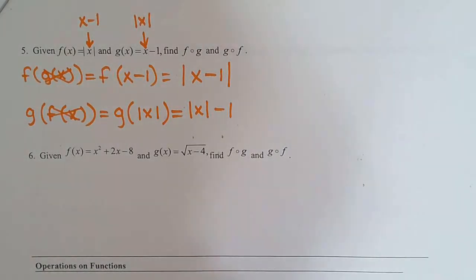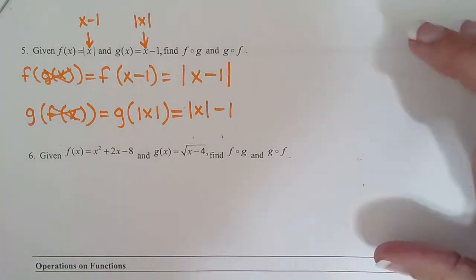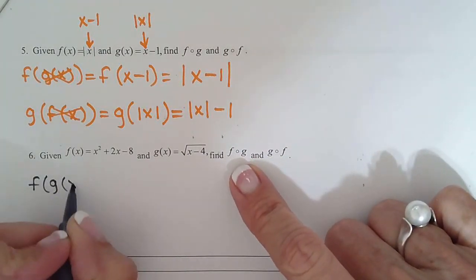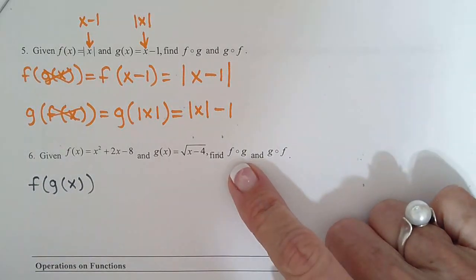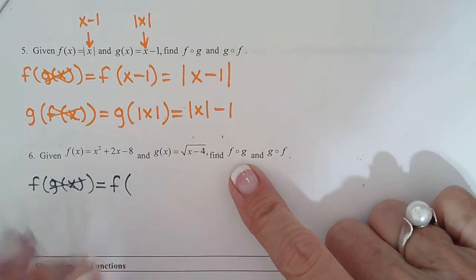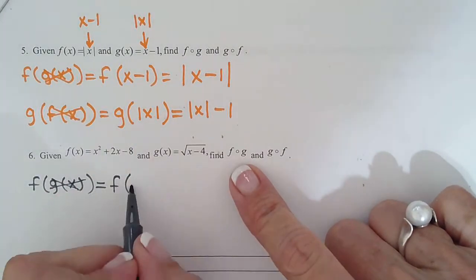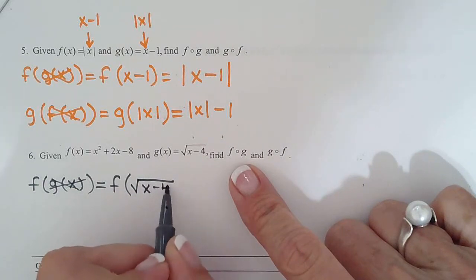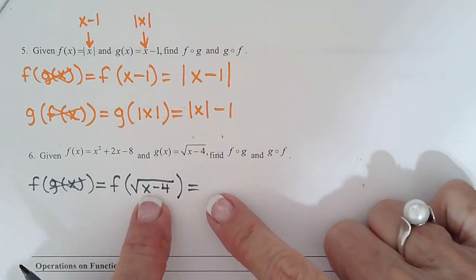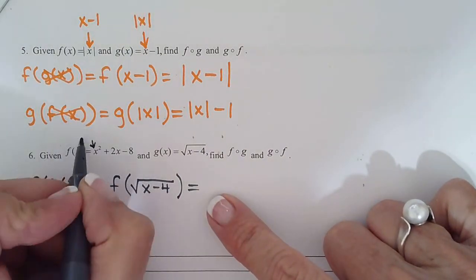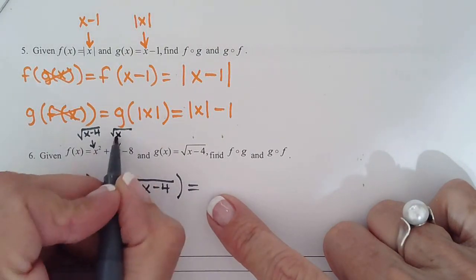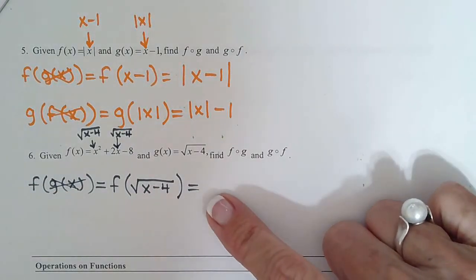Okay, let's do the same thing with 6. So they want f of g of x first. And I'm going to take out the g of x and replace it with what it is. So look what g of x is. It's the square root of x minus 4. So this says go into f. Wherever you see an x, and I see 2 of them, you replace it with square root x minus 4. Square root x minus 4. Write everything else the same way.